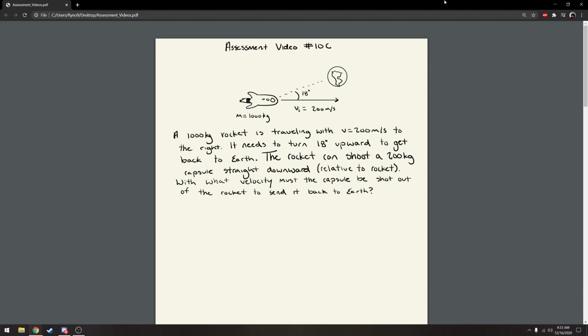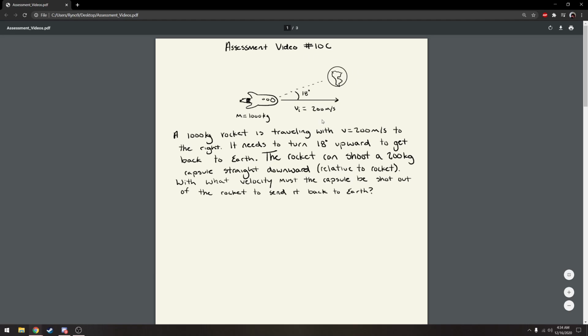Today we have this problem, and it starts us off with a 1,000 kilogram rocket that is traveling with a velocity of 200 meters per second to the right. It needs to turn 18 degrees upward to get back to Earth. The rocket can shoot a 200 kilogram capsule straight downward relative to the rocket, and our job is to figure out with what velocity must the capsule be shot out of the rocket to send it back to Earth.